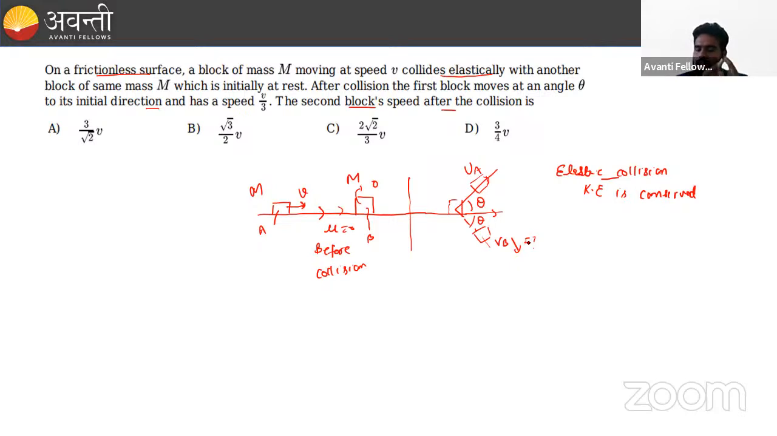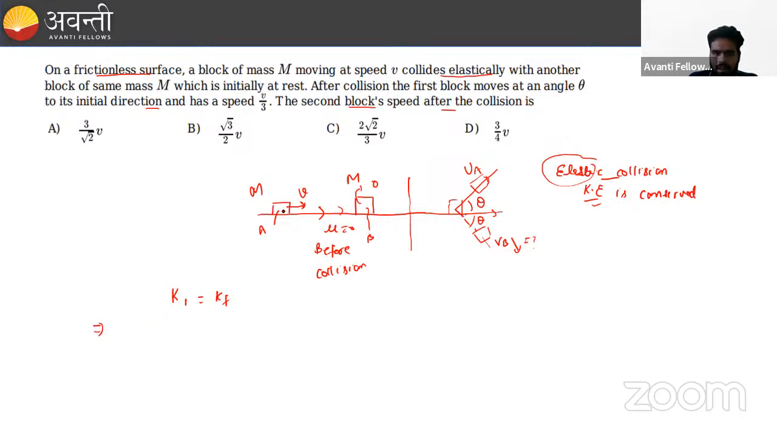Can we apply the concept of conservation of mechanical energy here? Let's think. If the collision is elastic, it means it is applicable to apply kinetic energy conservation. So if we apply the kinetic energy conservation for the system, the initial kinetic energy equals the final kinetic energy. What is the initial kinetic energy, guys?